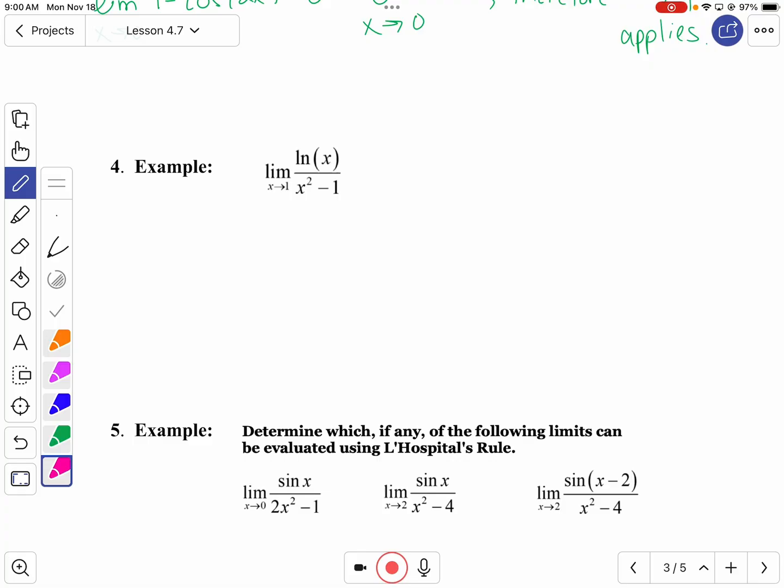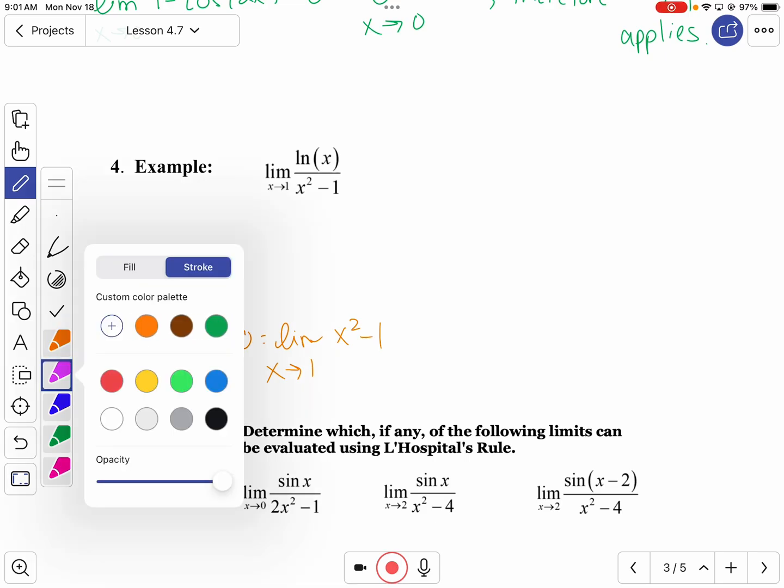So, limit as x approaches 1 of ln of x over x squared minus 1. First of all, we have to prove that it's indeterminate. Is it? Yes. What's the natural log at 1? 0. And what's 1 squared minus 1? 0. So our justification: limit as x approaches 1 of ln of x equals 0, which equals the limit as x approaches 1 of x squared minus 1. We know those are both 0, so we can do L'Hopital. We've proved that it works.